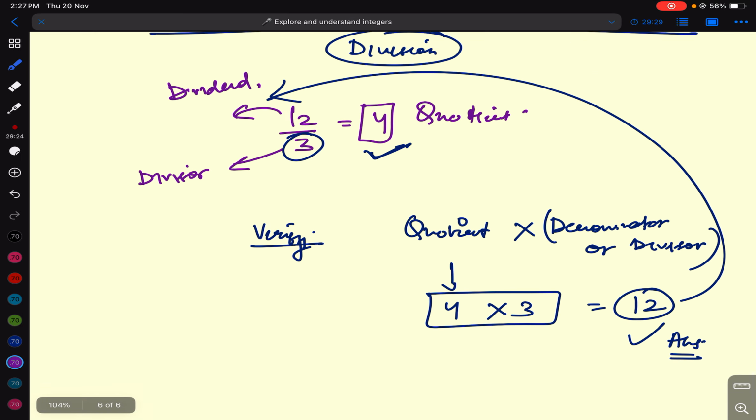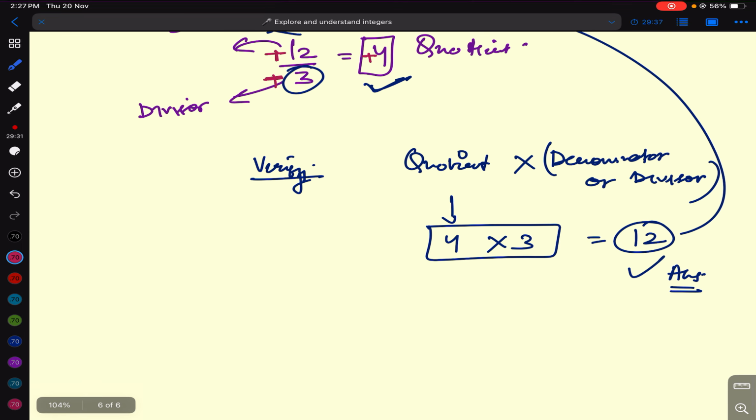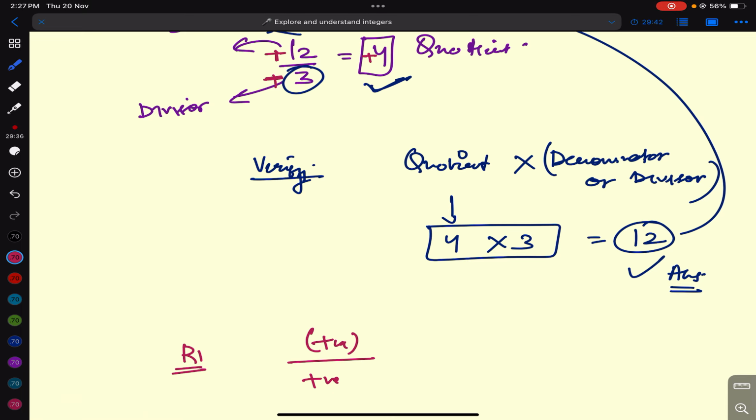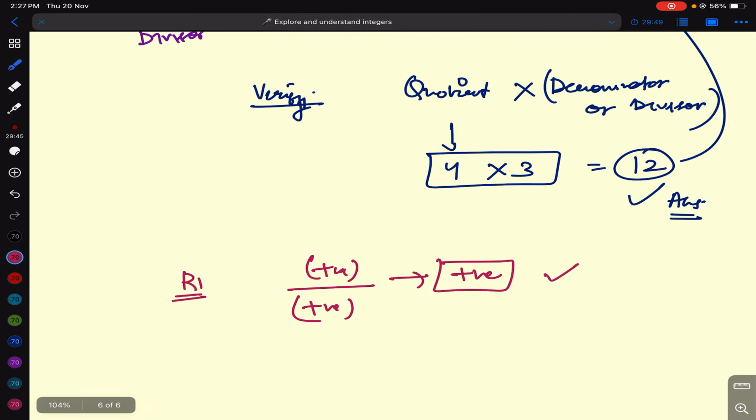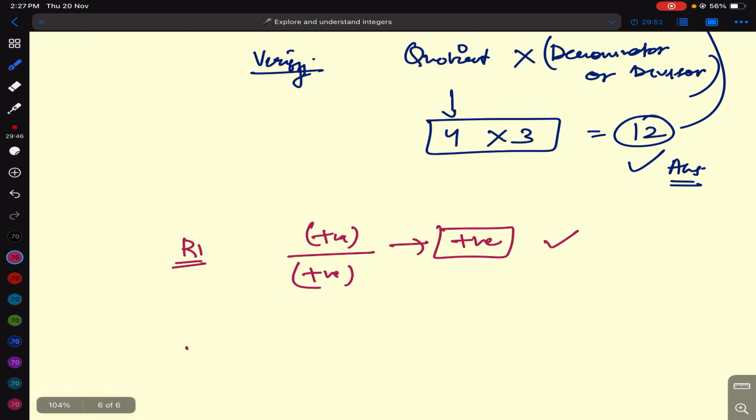Now one more thing that you have learned here is, when we divided a positive by a positive, what did we get? A positive. So for division, you can take it as rule number 1: when a positive is divided by a positive, you will get a positive result. Now what is the next case? Let's say you divide a negative by a negative. What do you get? You still get a positive.